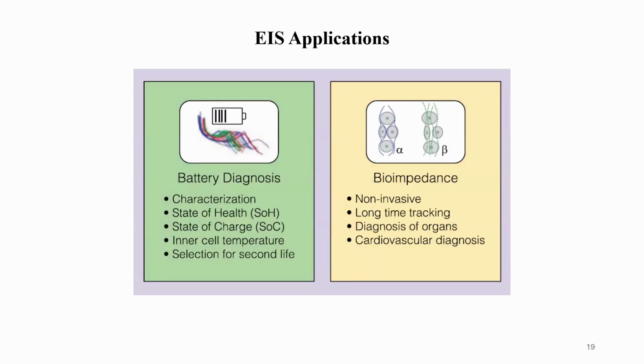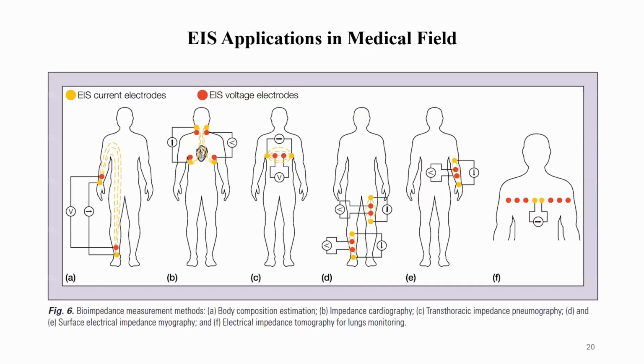It is also commonly used in battery diagnosis and bioimpedance. For battery diagnosis, it's used for characterization, state of health, state of charge, inner cell temperature, and selection for second life. For bioimpedance, it is used for non-invasive, long-time tracking, diagnosis of organs, and cardiovascular diagnosis. Next one, please.